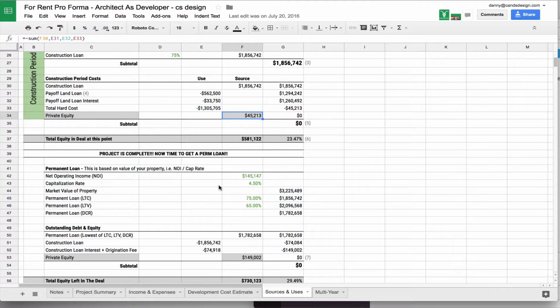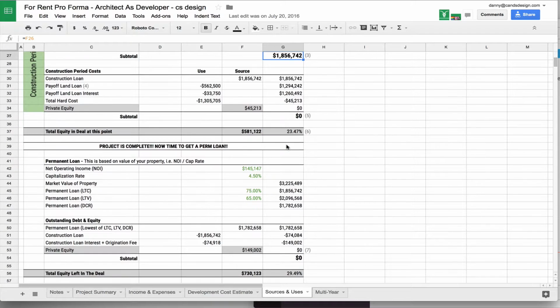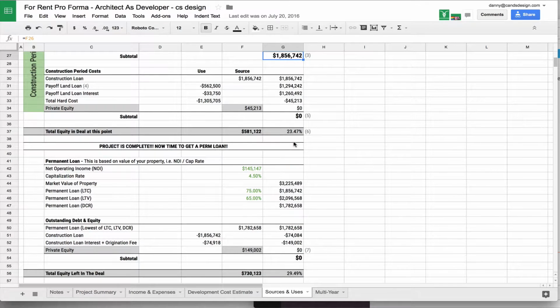So now, you've completed construction, your project is done. Now you have to pay off this construction loan, right? You borrowed $1.8 million, and you've got to pay that off. And you're not selling this project. This is a for rent pro forma, which means that you're going to be leasing out this space, and you're going to be getting a little bit of money every month for however many years. But this construction loan usually has a payback term of 12, 18, maybe 24 months. So you've got to pay this money back right now. You don't have 30 years or 15 years.